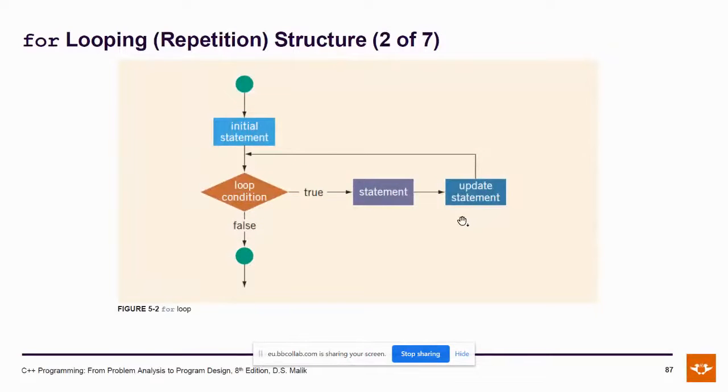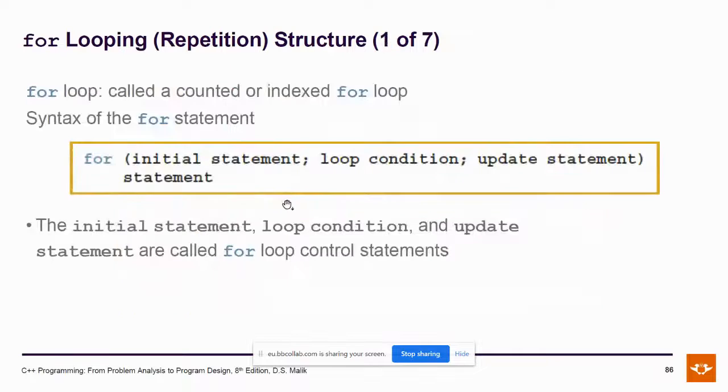I've seen the flow diagram for it. Basically, the difference between it and the while loop is it keeps on revisiting this middle condition, but it will always execute the update statement every loop, and it will run the initial statement once, only at the beginning of the loop.